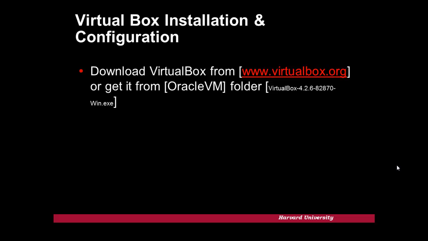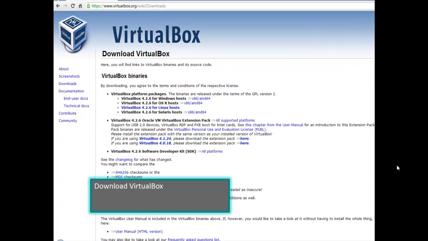There are two ways you can get hold of the software. One is to go to virtualbox.org and download it. The other way is from this folder I'm sharing over the SugarSync cloud service. If you go to the VirtualBox.org website, you'll see different download links: Windows hosts, then Mac OS, Linux and Solaris. So you need to download as per your operating system.